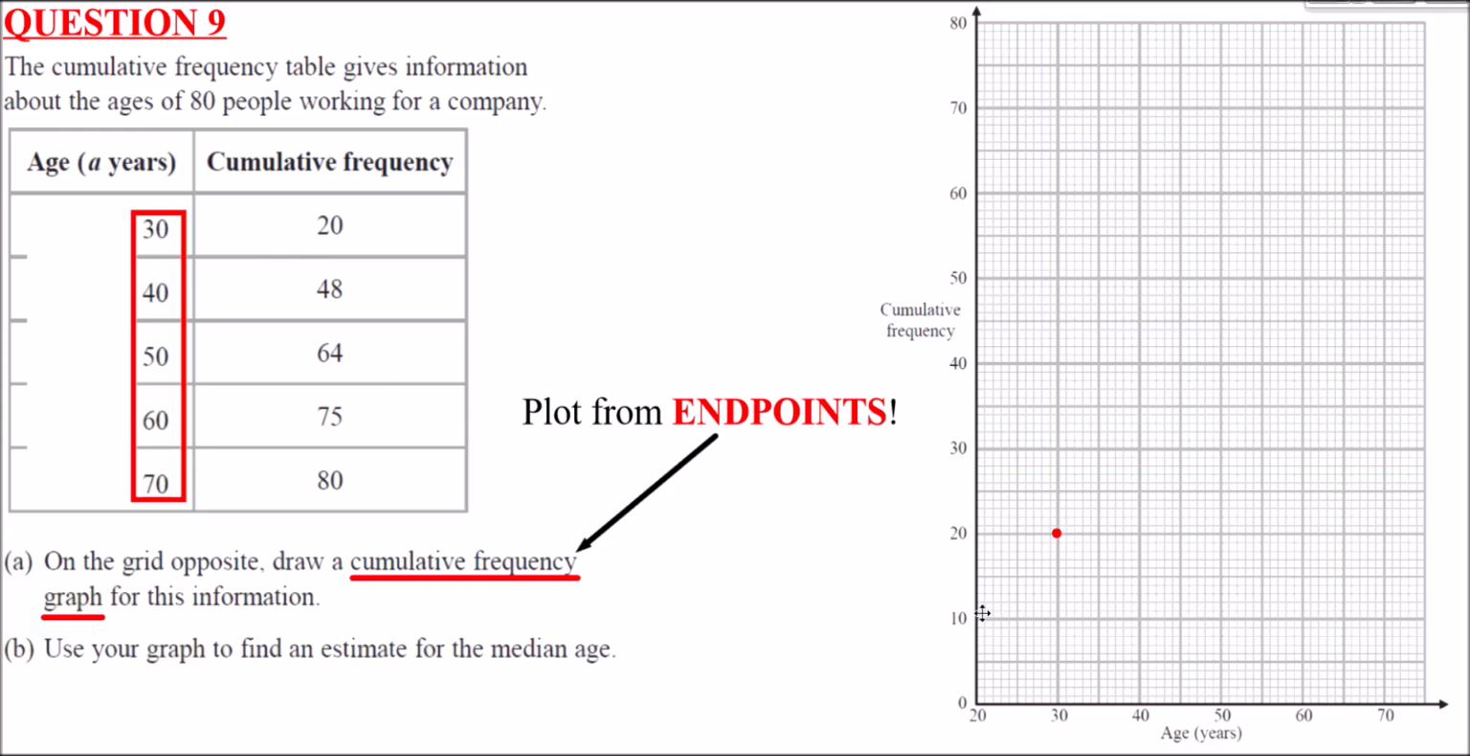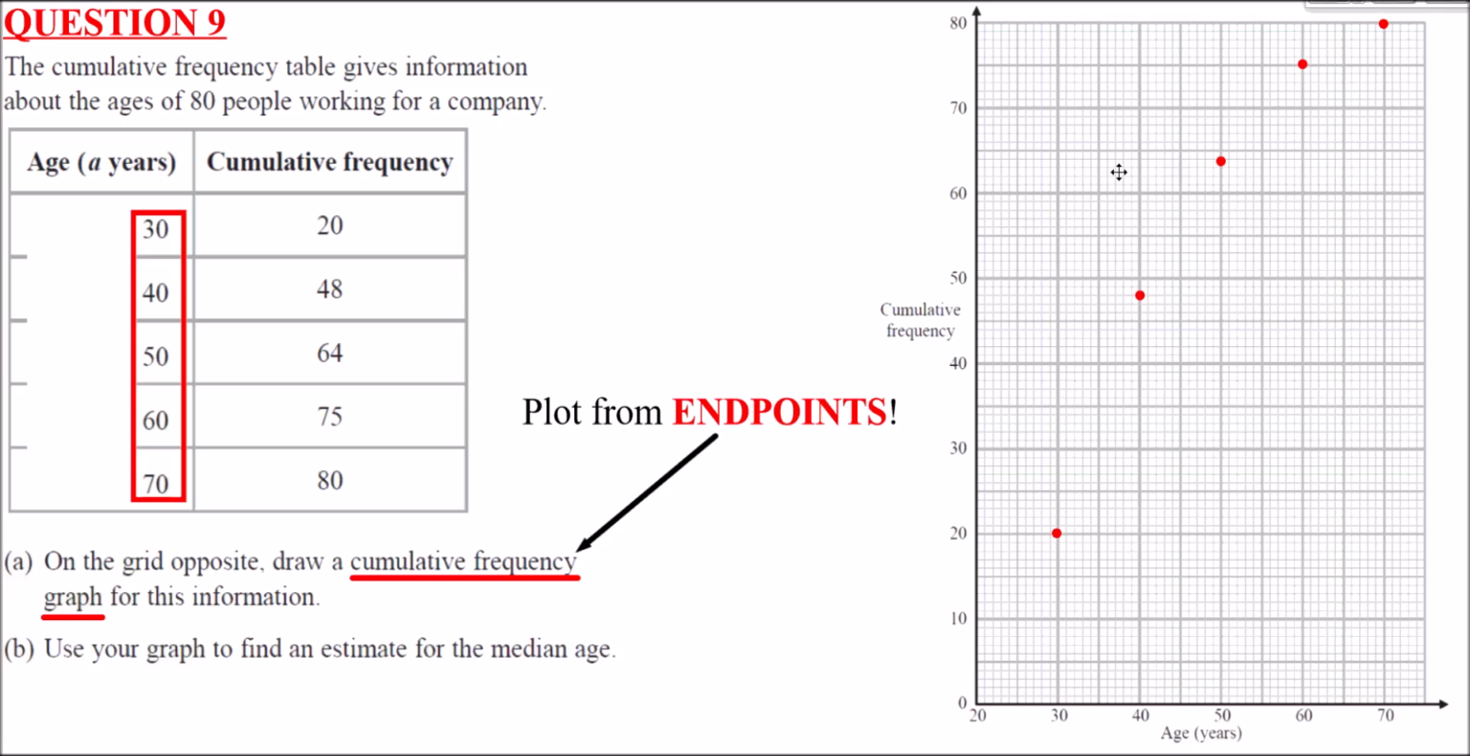The next one, 40 along and 48 up, will be here. And then 50, 64 will be this point here. Then 60, 75 will be over here. And then finally, at 70 and 80 will be all the way at the top, this dot here.